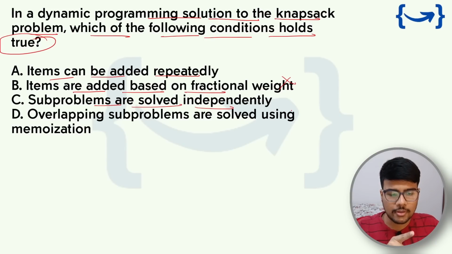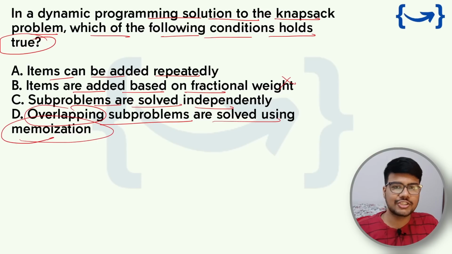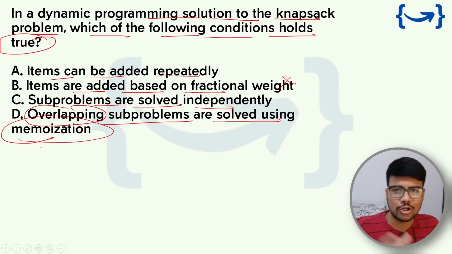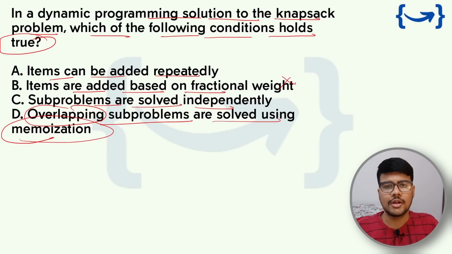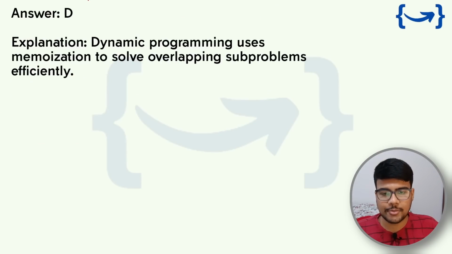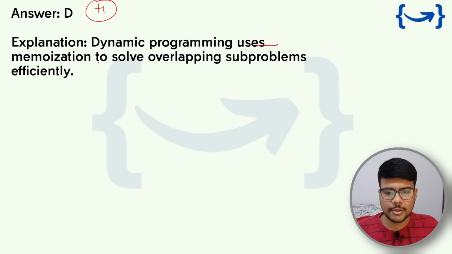No, not subproblems, but overlapping subproblems are solved using memoization is the right option, because in knapsack we usually memoize our code to prevent large time complexity, and dynamic programming is basically used to help with overlapping subproblems. So yes, D fits here, and I guess it is the right option. And +1 marks again. Whatever you mark right, please mark yourself +1. So dynamic programming uses memoization to solve overlapping subproblems efficiently.